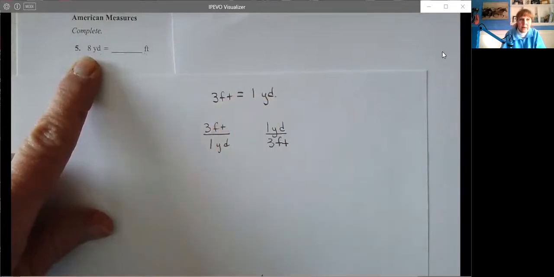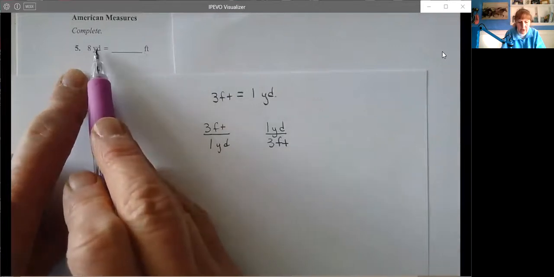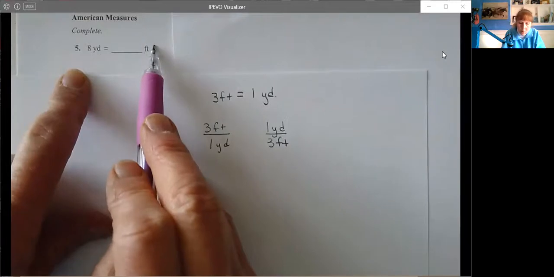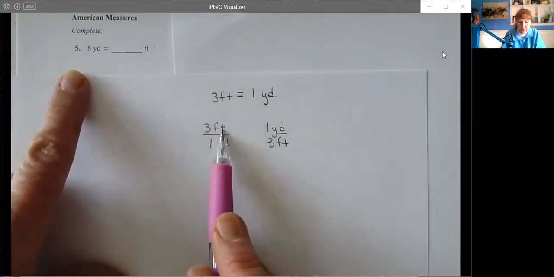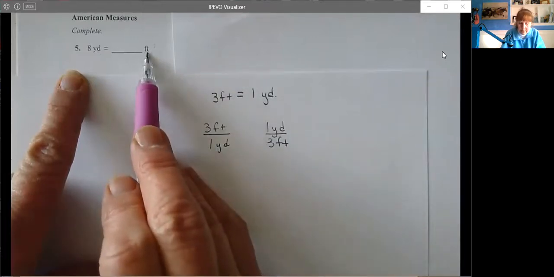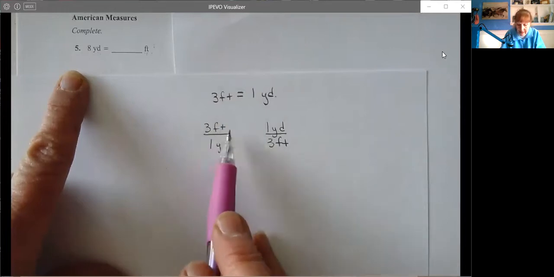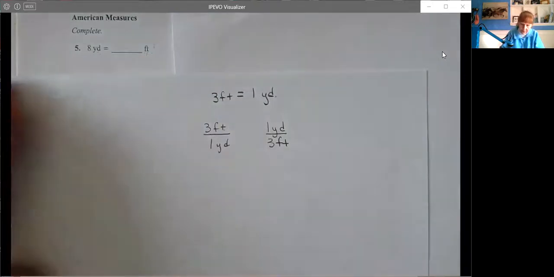Now I want the yards, when I multiply these, I want the yards to cancel and I want my answer in feet. Whatever you want your answer to be in does need to be in the numerator. Whatever answer you want, that's the fraction you'll use, the one where that unit is in the numerator. So let's look here.